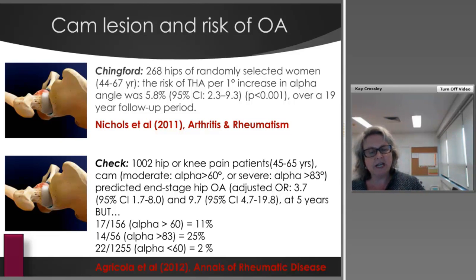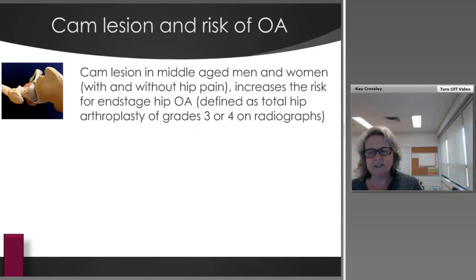But if we look at the two higher categories, those with an alpha angle greater than 60 or an alpha angle greater than 83, we can see there's a large percentage of people who have these increased alpha angles or these cam lesions who do not go on to develop osteoarthritis. And so we need to try and work out, sure, we know that cam lesion is a risk factor for hip osteoarthritis, but what are some of the other factors that might place a person with a high alpha angle at risk of developing osteoarthritis?